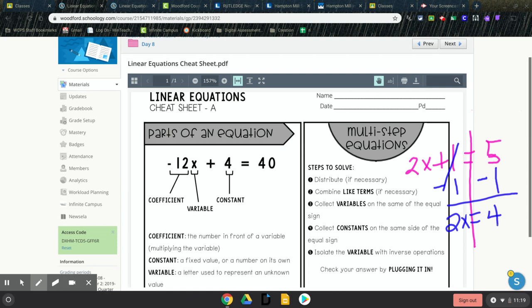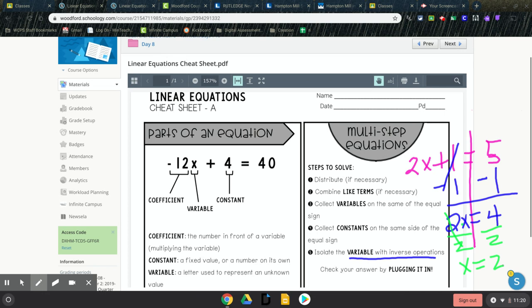Then it says isolate your variable with inverse operations. All right, so my variable here is with my 2x. I need to get my x by itself. So in order to do that, I need to get rid of my 2. This is multiplication here, 2 times x. Inverse of multiplication is division. So I'm going to divide both sides by 2. And that gives me x equals 2.